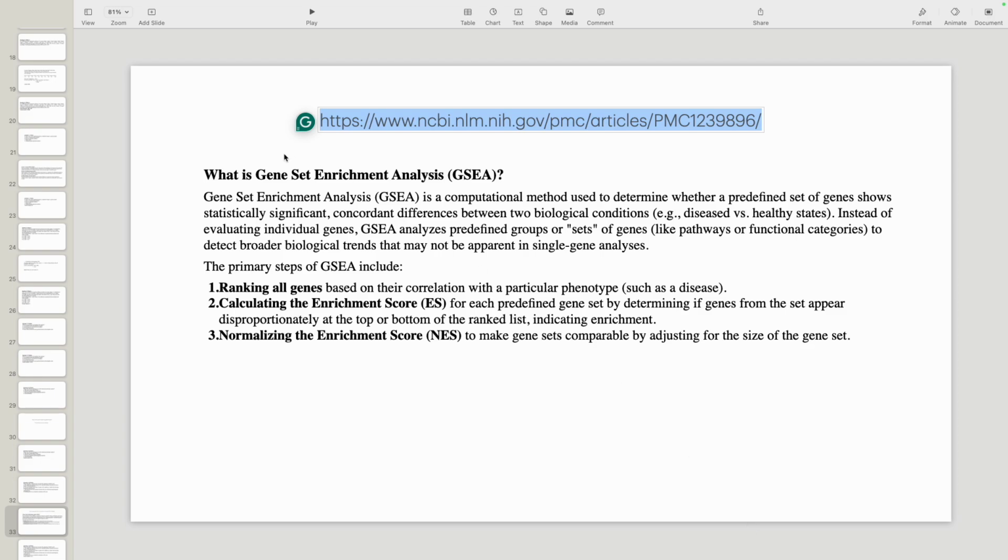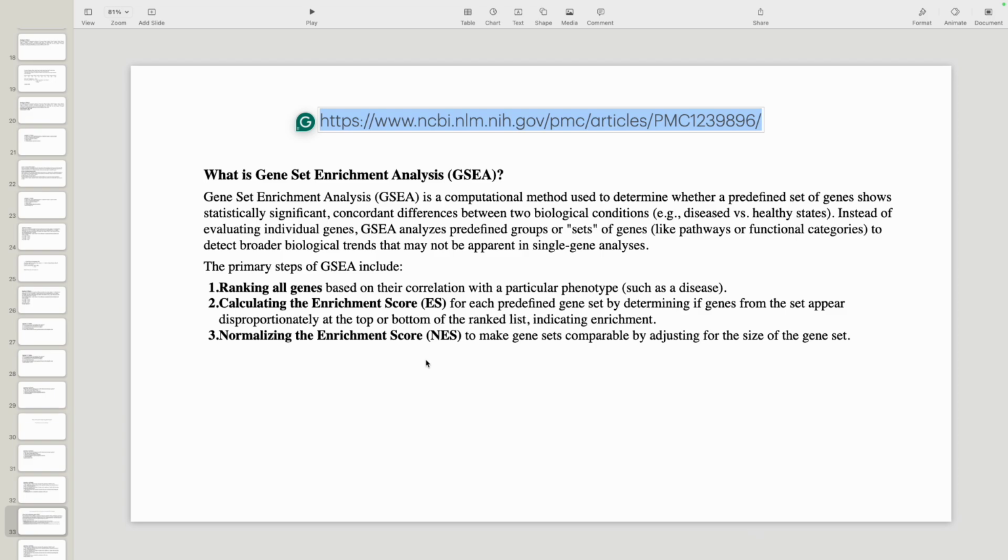So how do we do gene set enrichment analysis, what are the steps? We basically rank all the genes based on the p-values. Then we calculate the enrichment score for each predefined gene set by determining if genes from the set appear disproportionately at the top or the bottom of the ranked gene list. Then we normalize the enrichment score to make gene sets comparable by adjusting for the size of the gene set. We need to do the normalization before any analysis so that we are at the same level when comparing different sets of samples, or samples from different time points. So we need to normalize our data before doing any analysis.